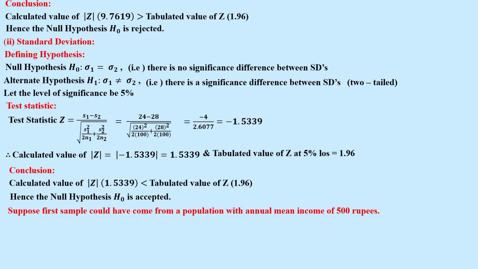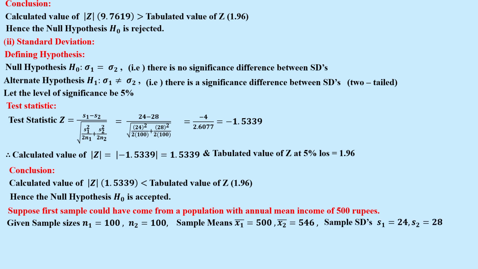Suppose the first sample could have come from a population with annual mean income of 500 rupees. So given sample sizes n1 equal to 100 and n2 equal to 100. Sample means: x1 bar equal to 500 and x2 bar equal to 546. They have given the first sample with annual mean income 500, therefore x1 bar is equal to 500. The standard deviations are all the same. First we are going to find for the mean.